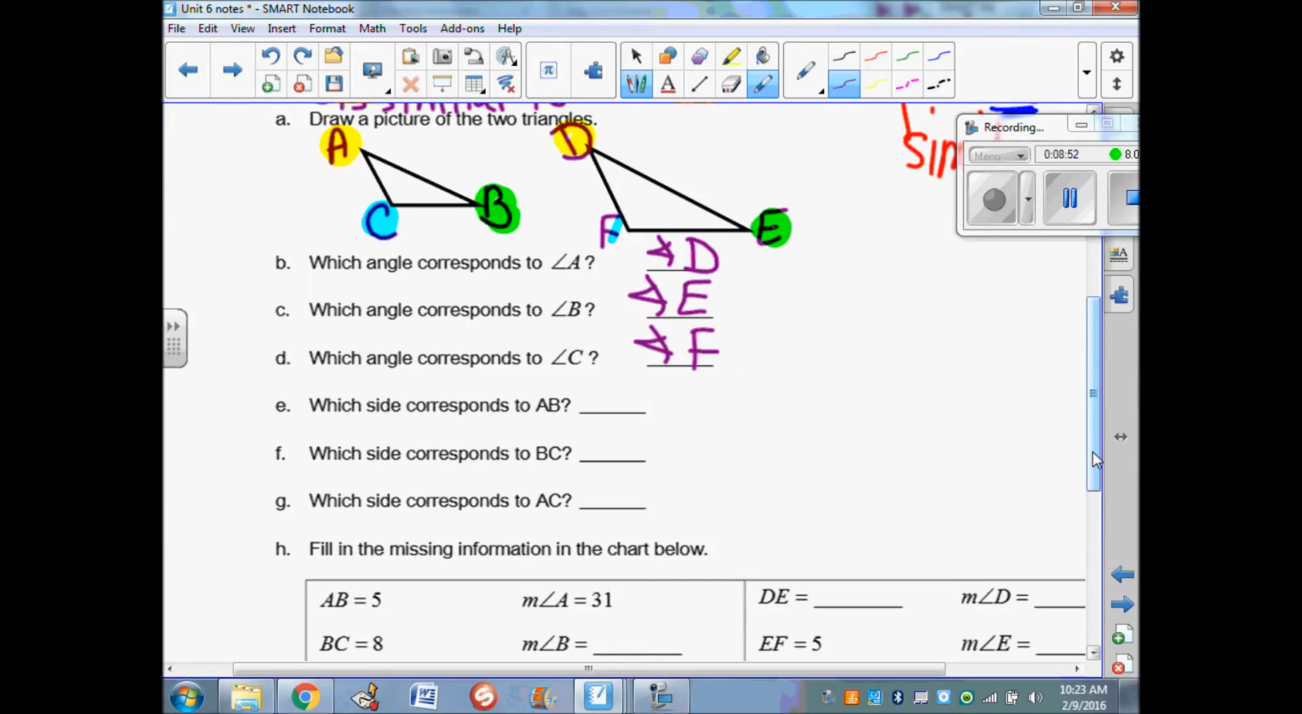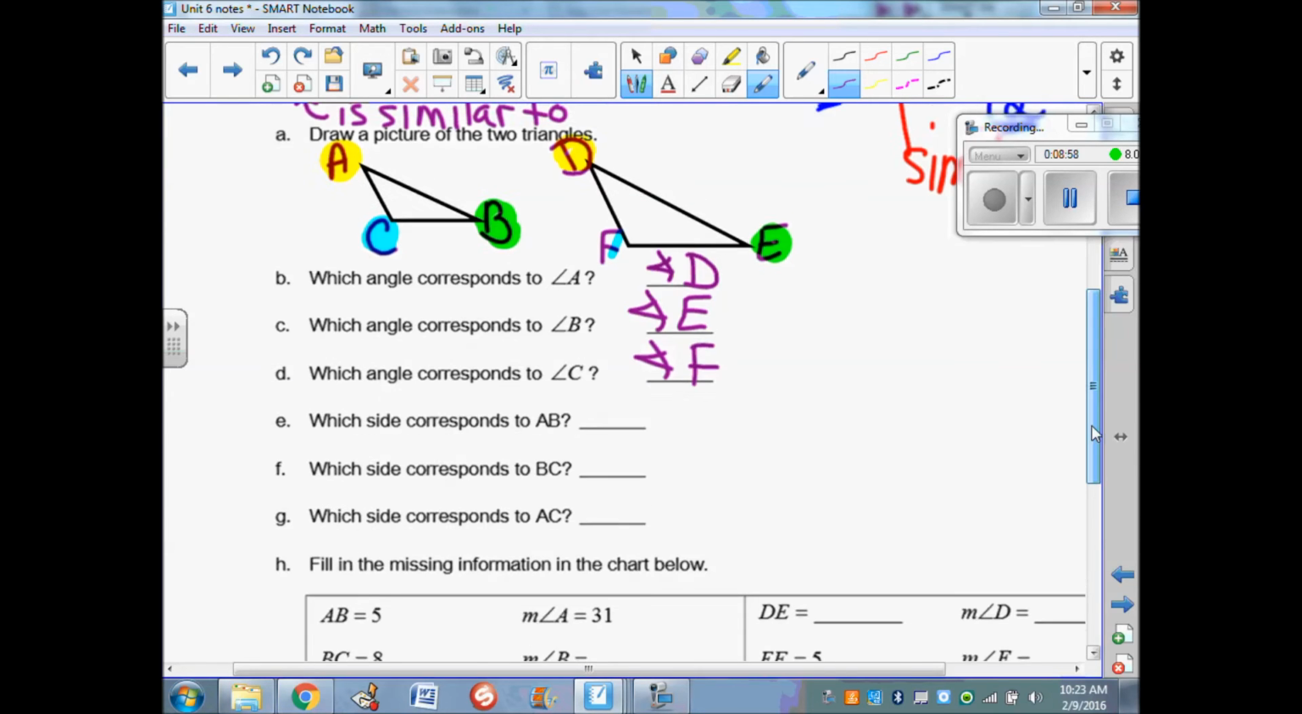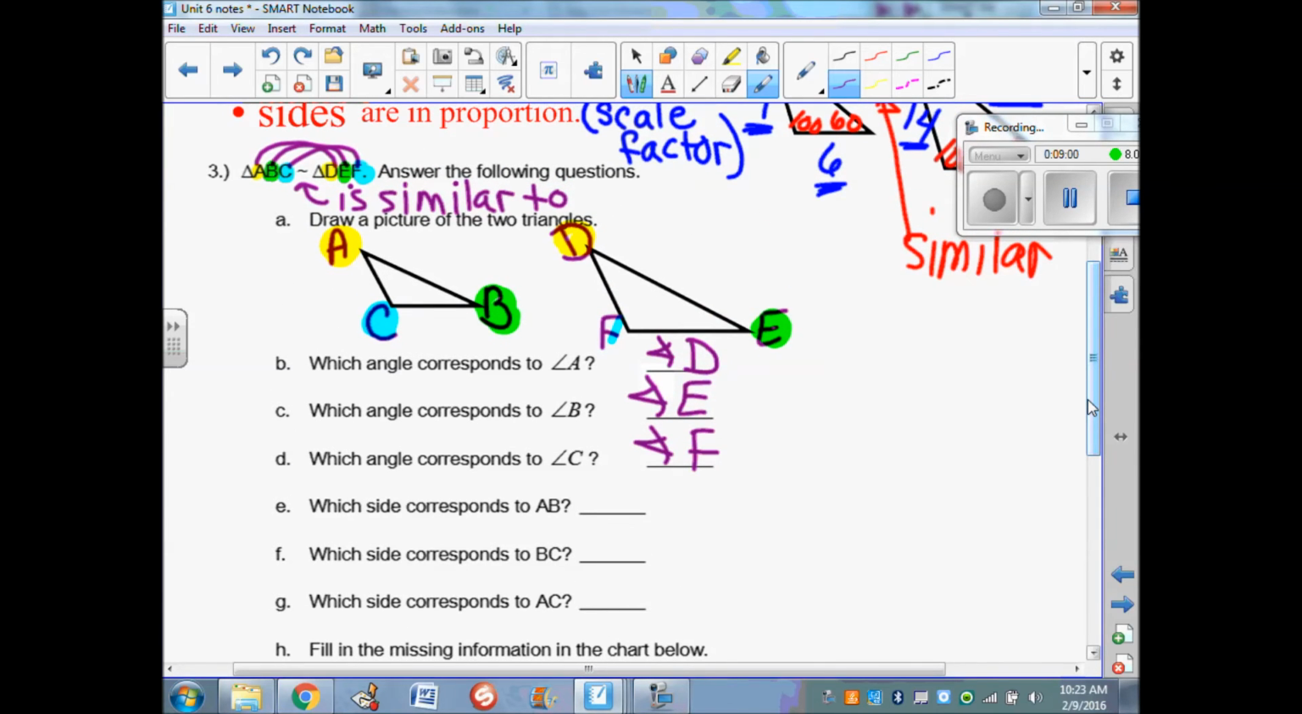Now, which side corresponds to side BC? So when I look at my picture or my words from B to C, I have to go in that same direction. I started with B and I went to C, so what corresponds on the other triangle? What's in the same position on the other triangle? I have to say E to F.